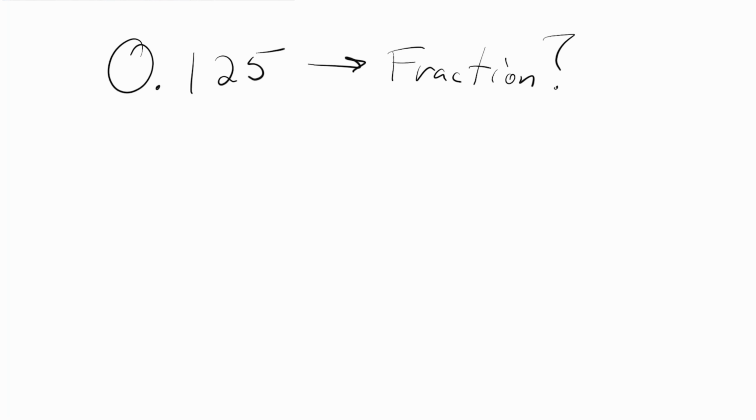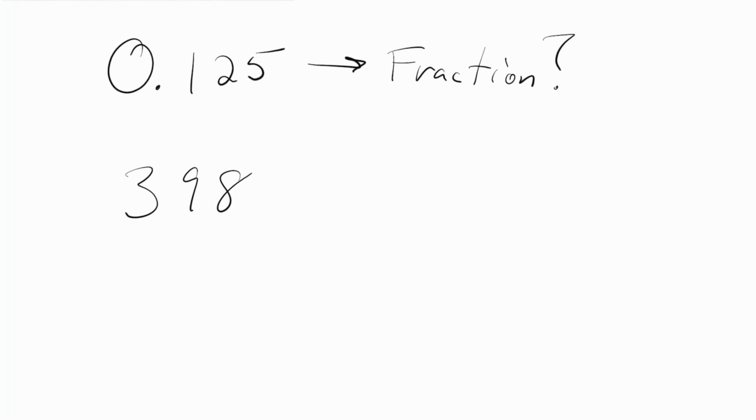Everybody knows the most basic place values, right? Like if we look at the number 398, what do each of those digits represent? Well, the 8 represents either what we call the ones digit or the units digit. The 9 represents the tens digit, and the 3 represents the hundreds digit.